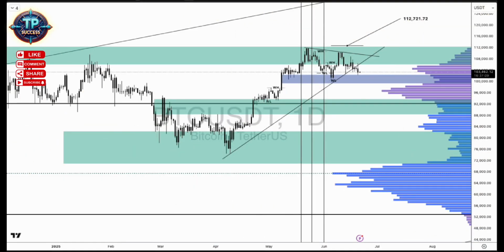Today, I will be showing you how I trade Bitcoin using the volume profile. Now, we've been using the volume profile in a number of our analysis and trades for a good couple of months now. The results have been really positive.